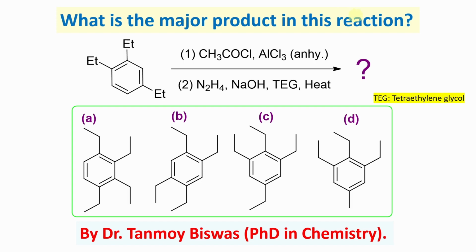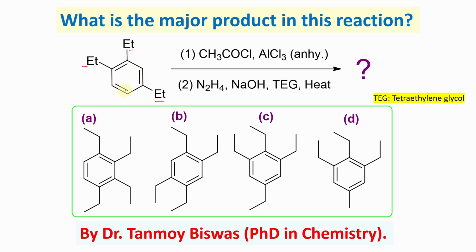Now the question: what is the major product of this reaction? If you look at it, this is an aromatic ring attached to 3 ethyl groups. Okay, their relative position is also important. First is acetyl chloride with AlCl3, second is another step. So it's a two-step reaction. When steps are more, it is better to look at the first step and the reagent. Then it becomes easier.